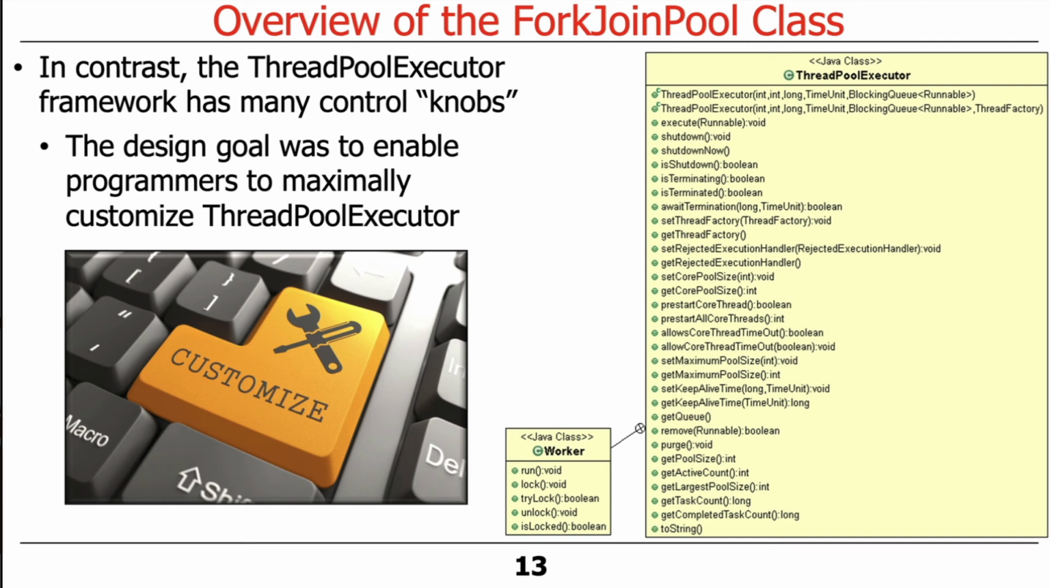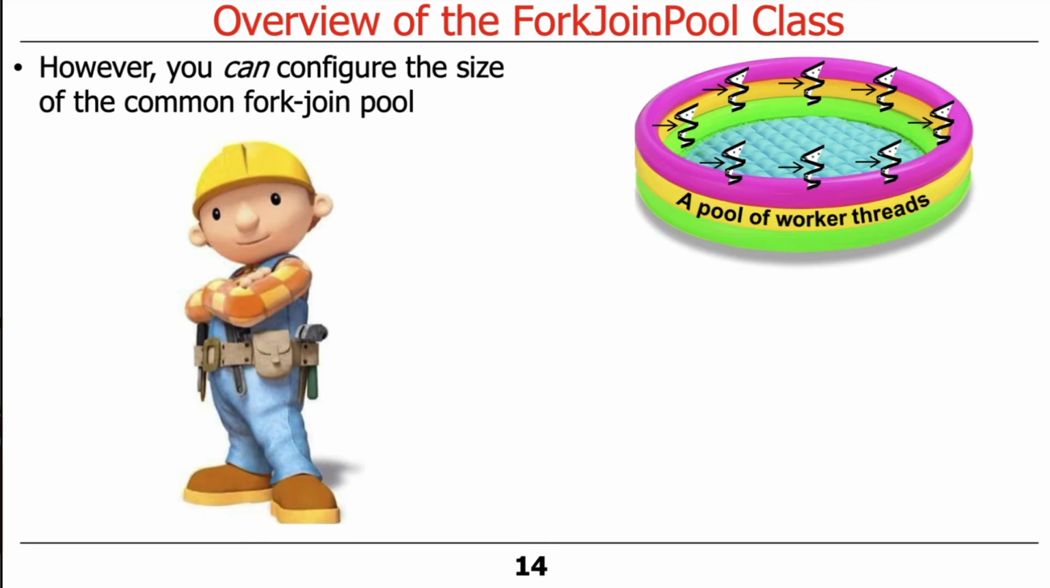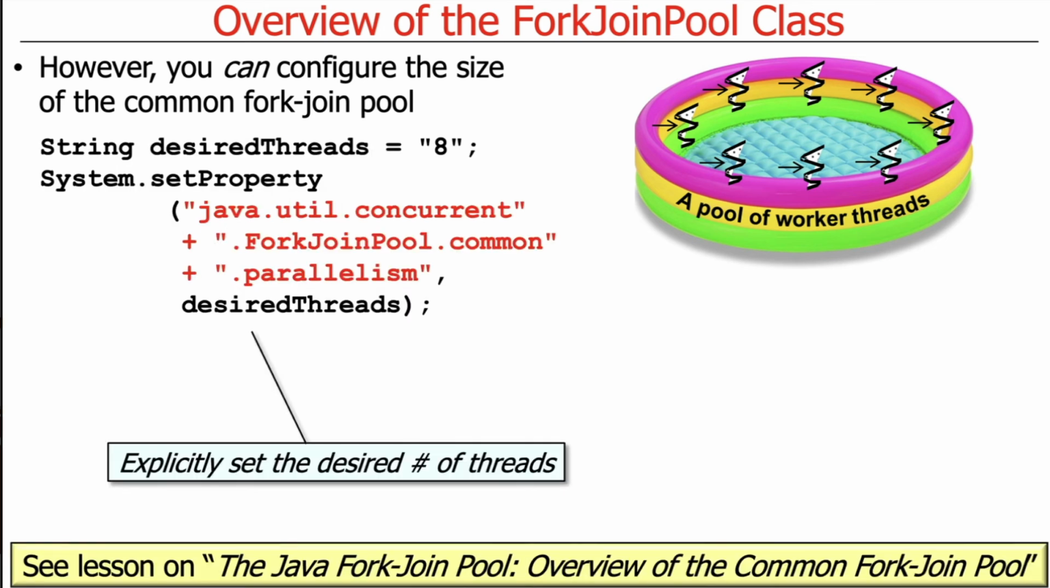So thread pool executor's interface was designed to maximize customizability. ForkJoinPool is designed to make it really simple but super duper optimized internally. However, there are some things you can do to configure the size of the common ForkJoinPool. One of the things you can do is set how many threads you want the pool to have. And this has to be done before the thread pool is ever used, before the first ForkJoinPool is used. But you can do that if you so choose. Not necessarily the best way to go, but it's possible.